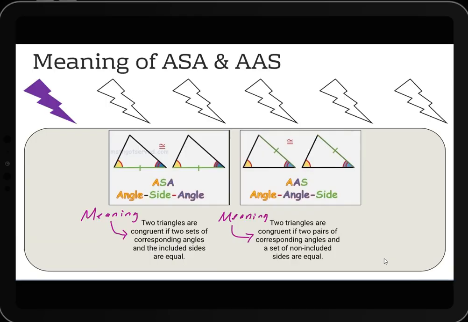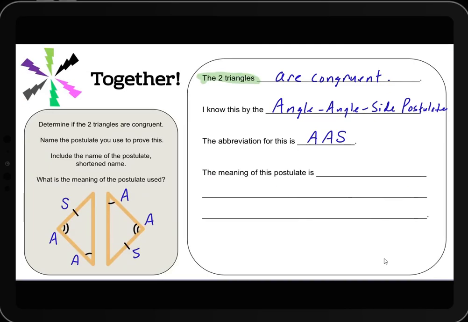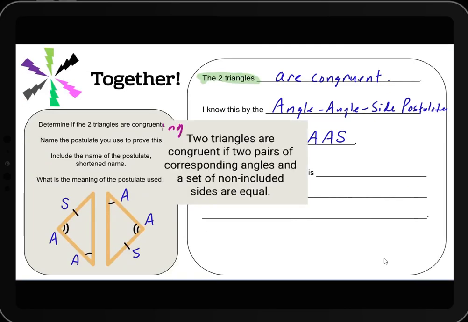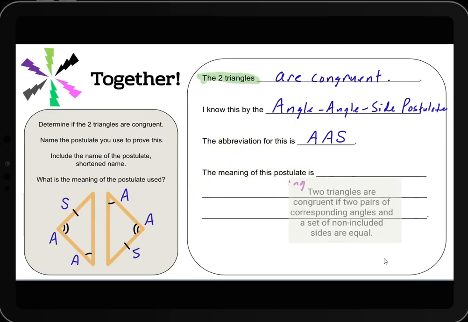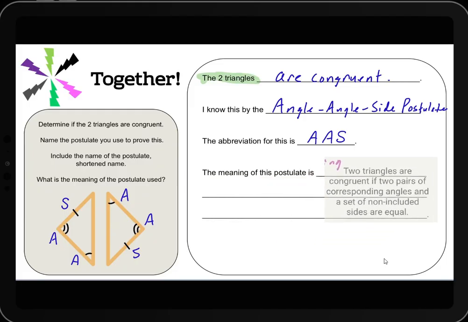That right there is the meaning that we were looking for, right? The meaning of our postulate or theorem. Now for me, I'm going to copy that because it's on my tool right now that I'm using, and I'm going to paste it right there, and I can minimize it if I want.